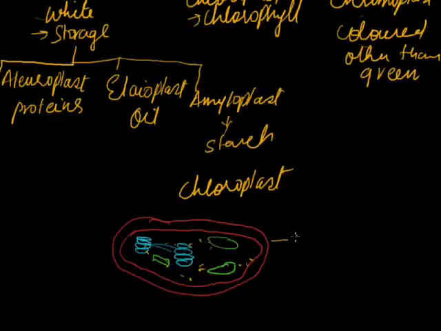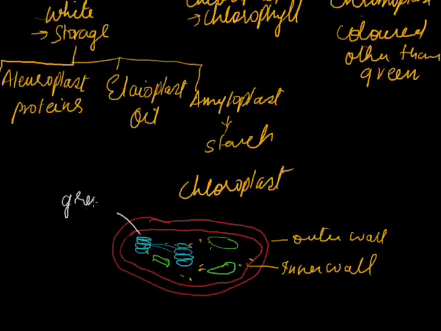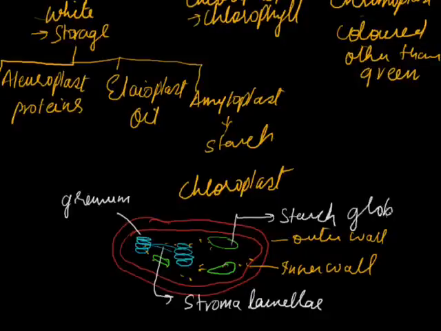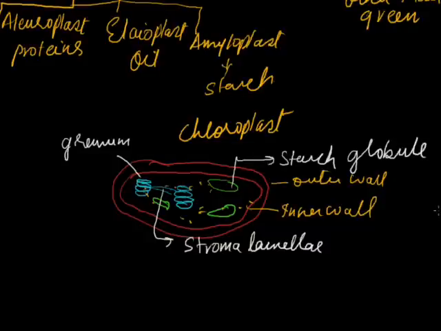So this is the outer wall. This is the inner wall. This is a single granum. This interconnection is called stroma lamella. And these are called starch granules. Starch globule, we can say. So this is how the chloroplast looks, and it consists of a liquid substance that is called matrix, or stroma.